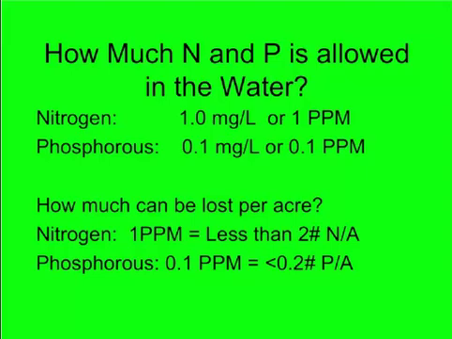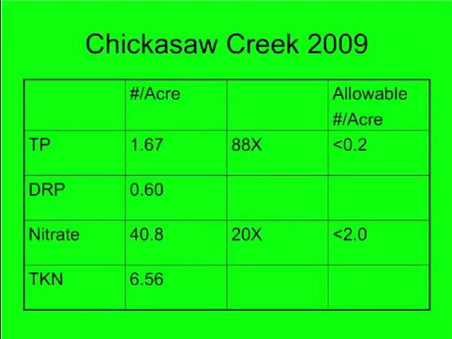Well, we looked at our TMDL here for Chickasaw Creek, and 1 part per million on nitrogen is less than 2 pounds of nitrogen per acre. That's not very much nitrogen when you consider how much manure and fertilizer that we're putting out there. It's even worse for phosphorus. The phosphorus numbers are around 0.1 parts per million, which is 2/10 of a pound of phosphorus per acre.